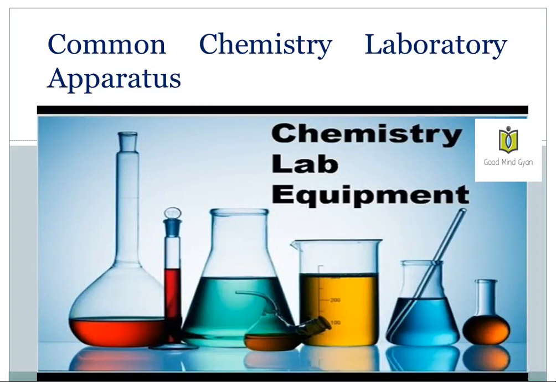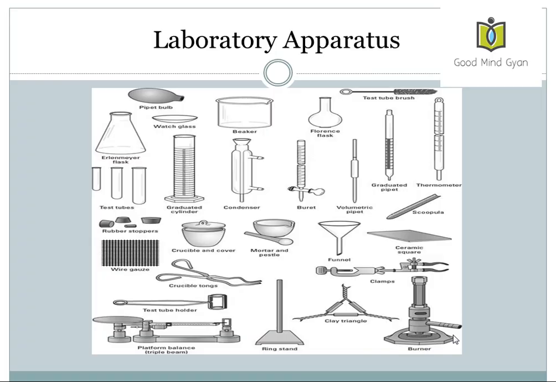Today we are going to study about common chemistry laboratory apparatus. So let's see the common chemistry laboratory apparatus. There are many laboratory apparatus. Let us study a few of them. This is a Bunsen burner. It is also called a modern chemistry laboratory apparatus. Previously, we used to use spirit lamps.